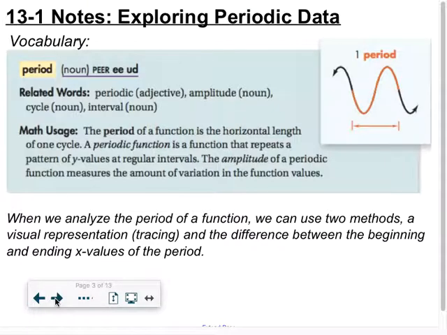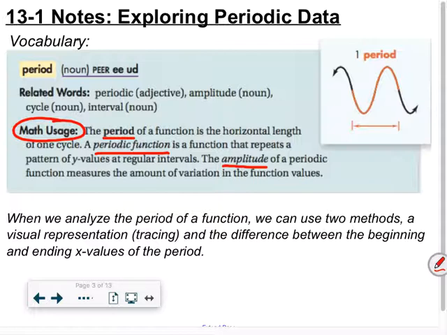So on this next slide, I really want you to look at the math usage. The period of a function is the horizontal length of one cycle. A periodic function is a function that repeats a pattern of y values at regular intervals. We'll see a little bit later something called the amplitude of a periodic function. And the amplitude of a periodic function measures the amount of variation in the function values.